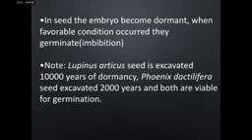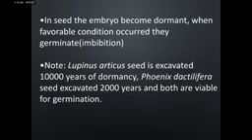Then Lupinus arcticus. Lupinus arcticus is a plant seed. It was excavated after 10,000 years of dormancy. And Phoenix dactylifera is a seed excavated after 2000 years, and both are viable for germination.